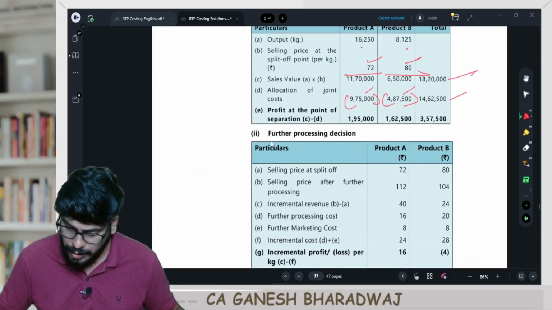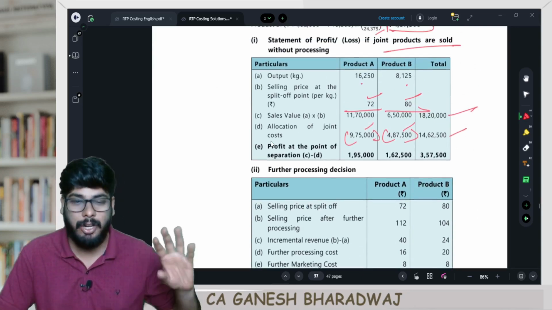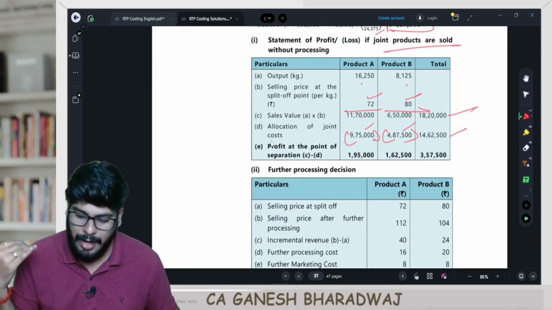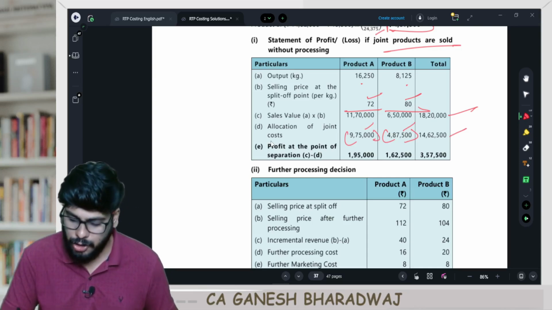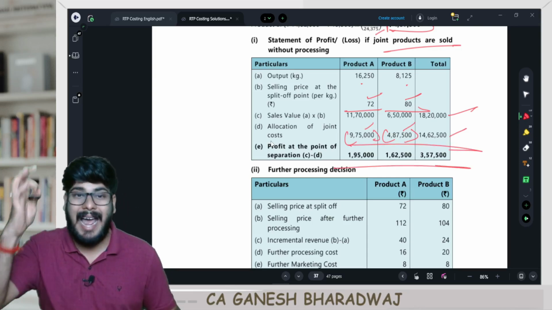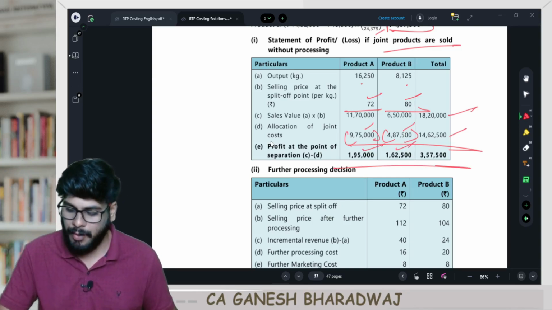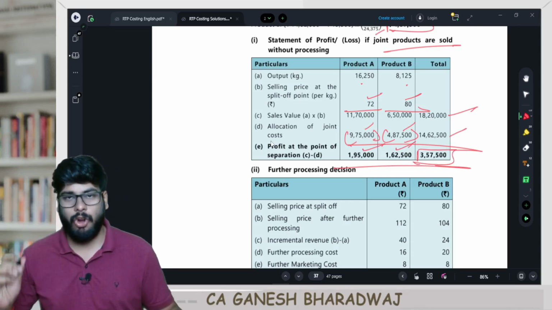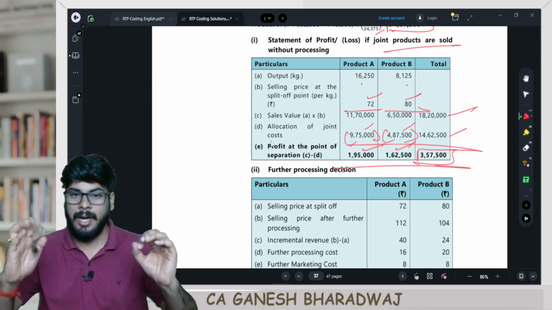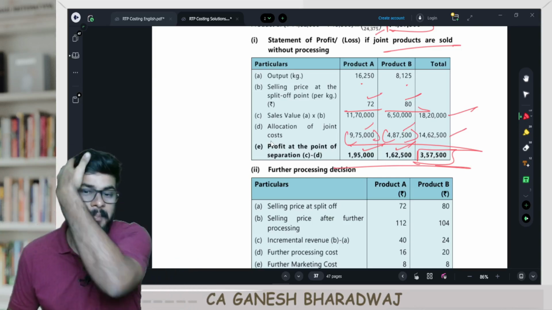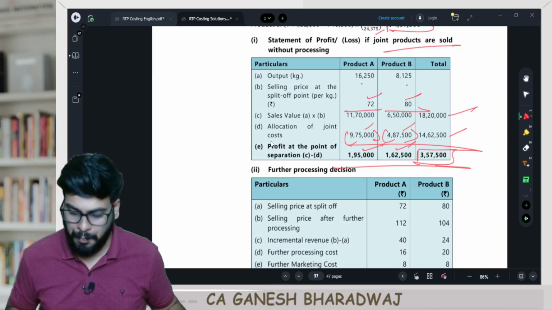Right? So once you do that, you get your product wise allocation of joint cost. So sales value at the split off point minus the allocated joint cost, you get the profit at the split off point product wise. It's going to be 1,95,000, 162,500. You add up the two, you get a total of 3,57,500. And with that, part one is over, right? Now let's go on to part two of the question.